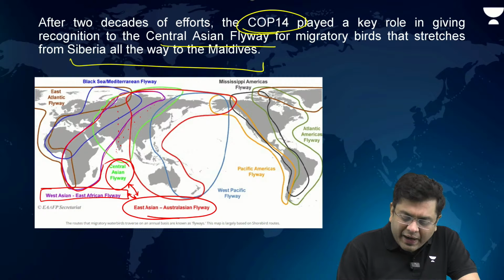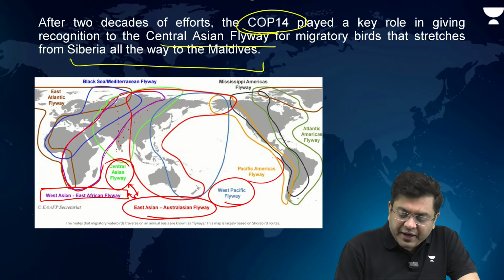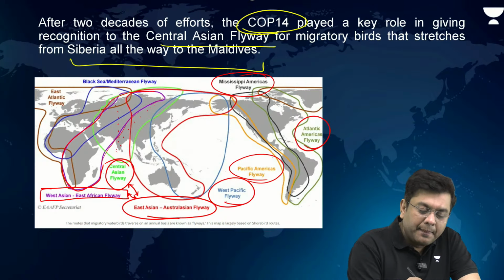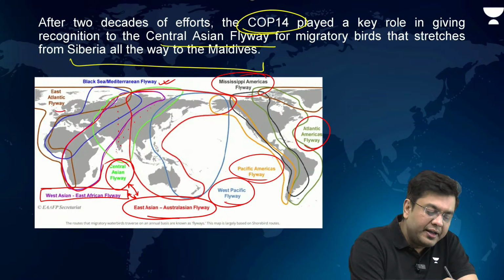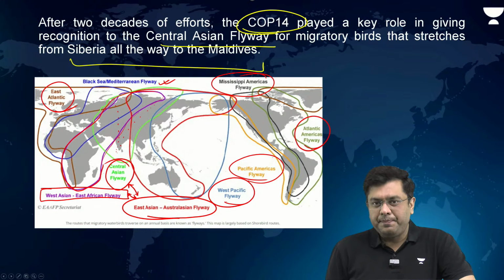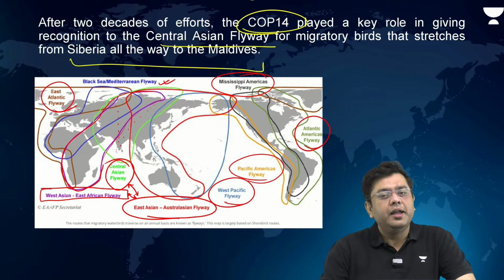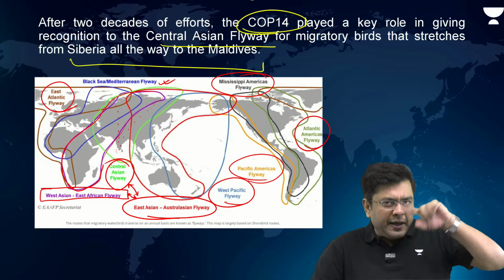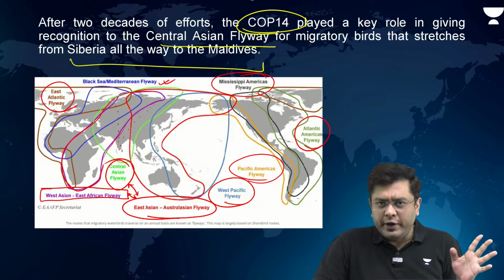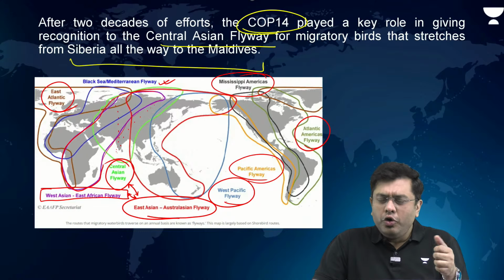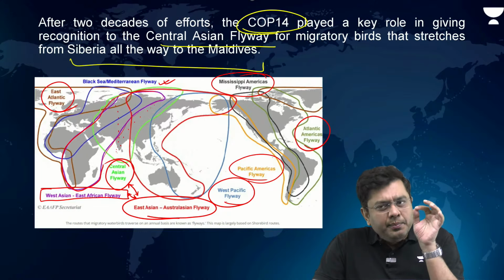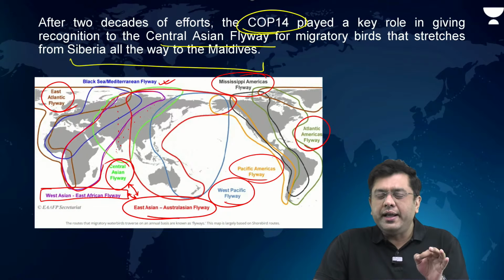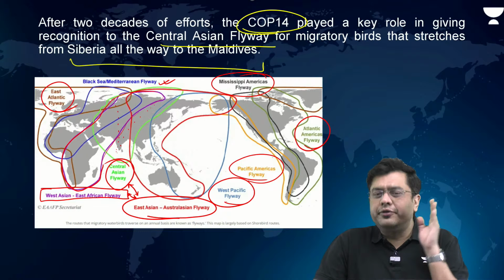Then other than that, you have the West Pacific, the Pacific Americas, Atlantic Americas, Mississippi Americas, Black Sea or Mediterranean flyway, and East Atlantic flyway. These are some of the important flyways. Now, don't try to memorize the mapping of these individual flyways. Nobody is going to ask you that. What you have to know are the major flyways, and more importantly, if you cannot retain all of them, at least try to retain which are the flyways which pass through India.